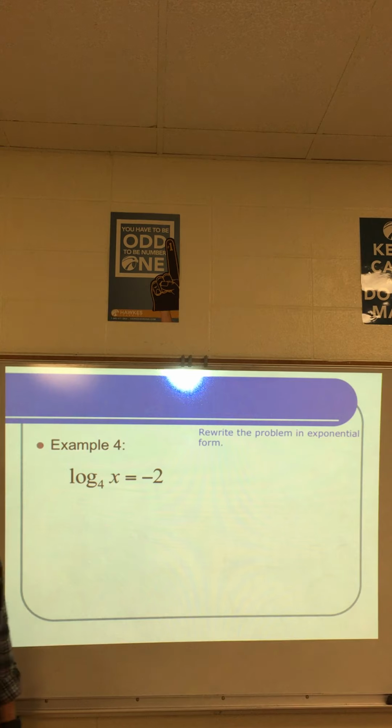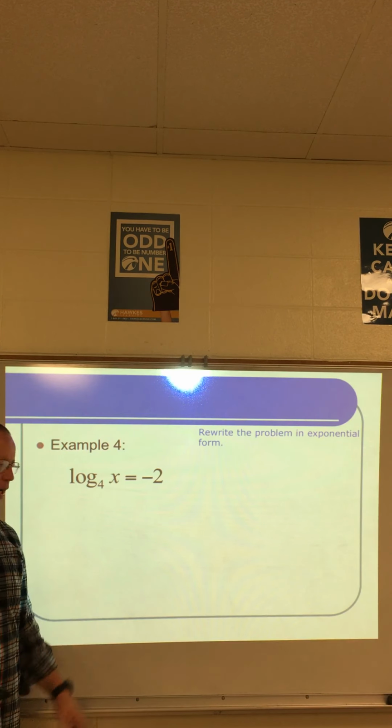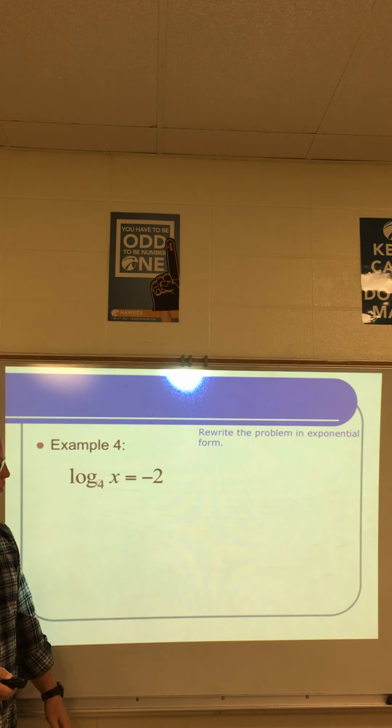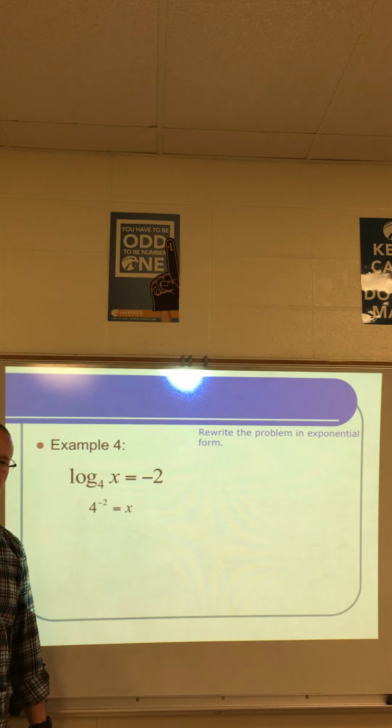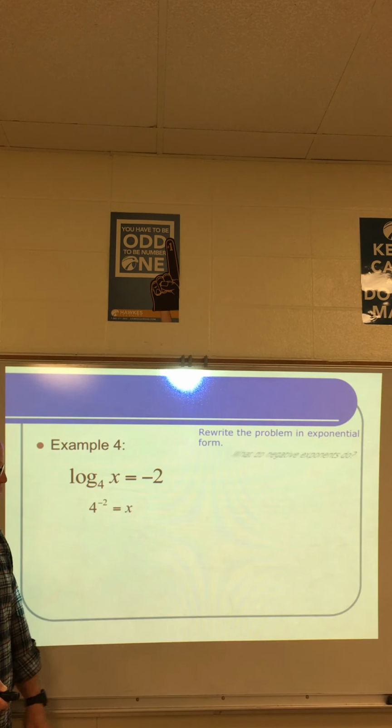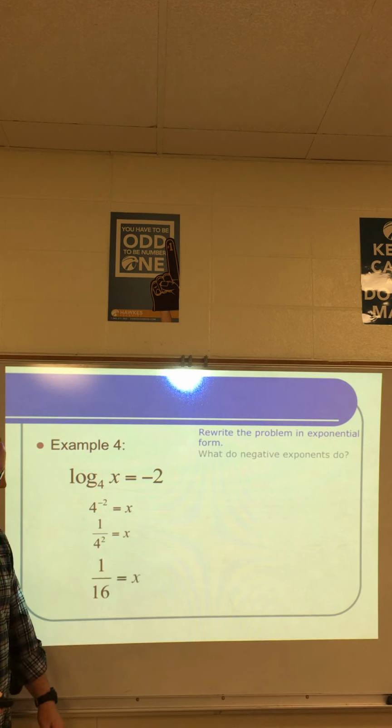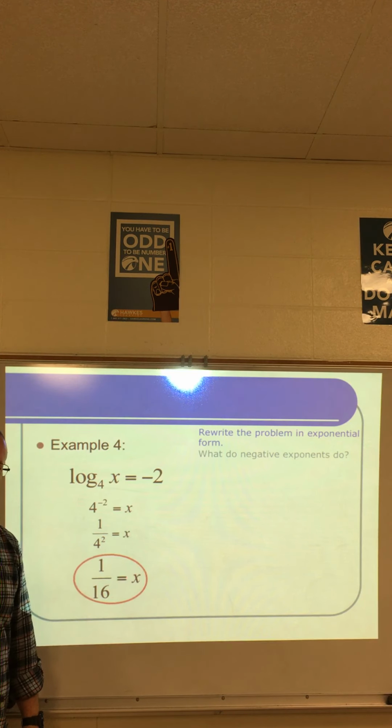So on a problem like this, you're going to solve for x. You say 4 to the negative 2 power. What does a negative exponent tell you to do? It tells you to flip the fraction. So this becomes 1 over 4 to the positive 2. That's how you get rid of the negative. And 1 over 4 squared is 1 over 16. So that's the answer. Easy enough so far.